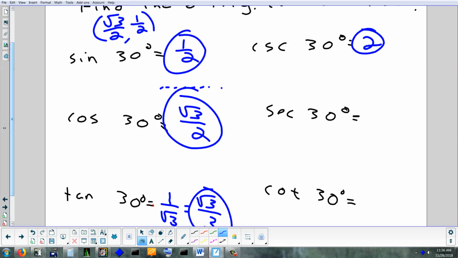The secant of 30. You want to tell me what you get and fully fix the answer if you end up with any roots in the bottom? Yep. 2 root 3 over 3.